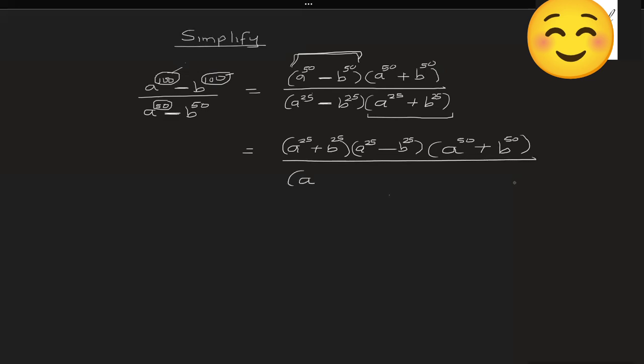So we're going to have a to the power of 25 minus b to the power of 25. Then we're going to have a to the power of 25 plus b to the power of 25. So this will cancel out with that. This will cancel out with that, and then that will cancel out with this. So our final answer is then going to be a to the power of 50 plus b to the power of 50.